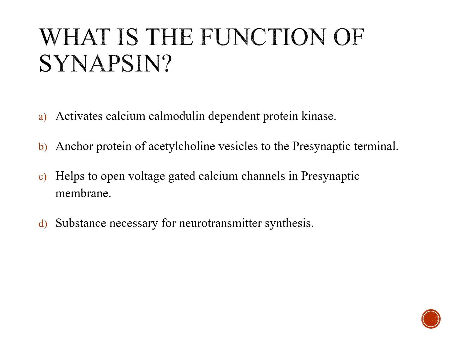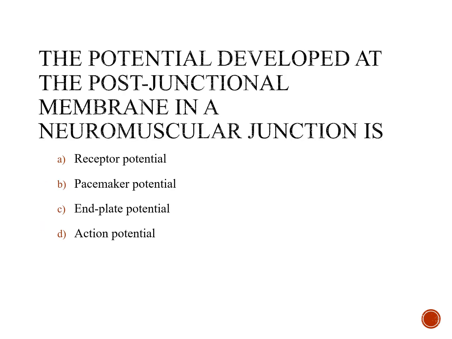It activates calcium calmodulin dependent protein kinase. It's an anchor protein of acetylcholine vesicles to the presynaptic terminal. Helps to open voltage gated calcium channels in presynaptic membrane. Substances necessary for neurotransmitter synthesis. So the answer is B, that is, it is the anchor protein of acetylcholine vesicles to the presynaptic terminal.